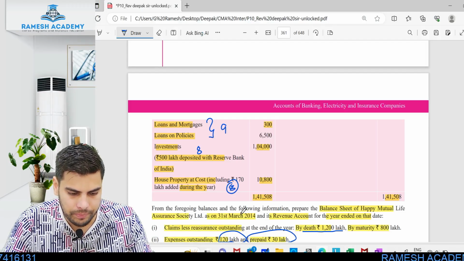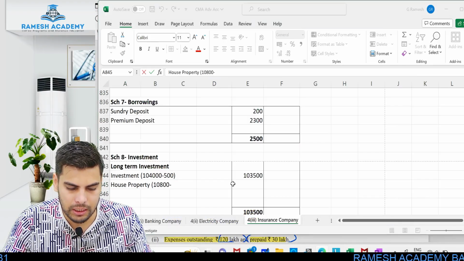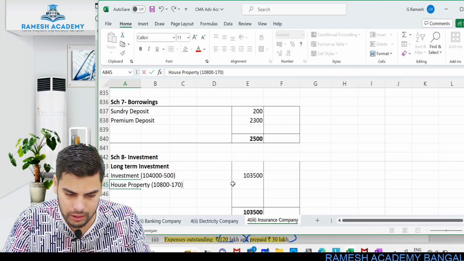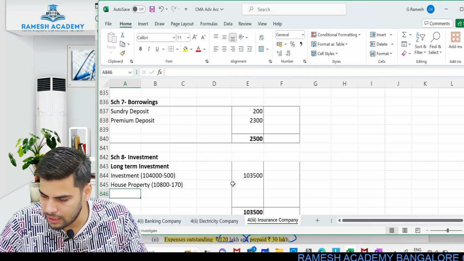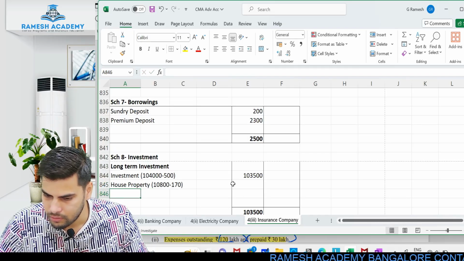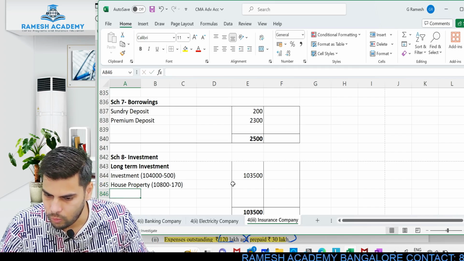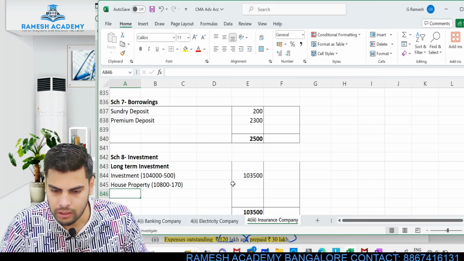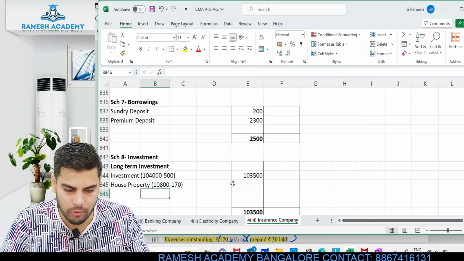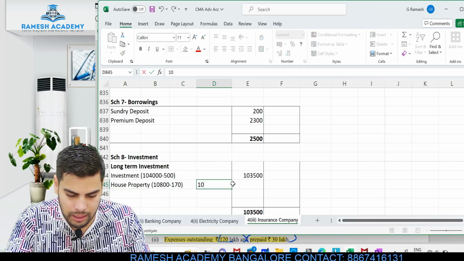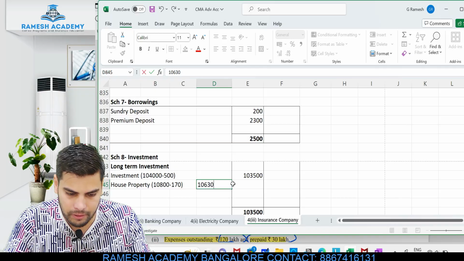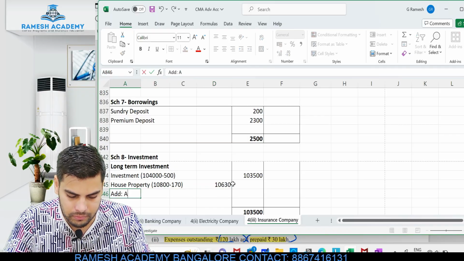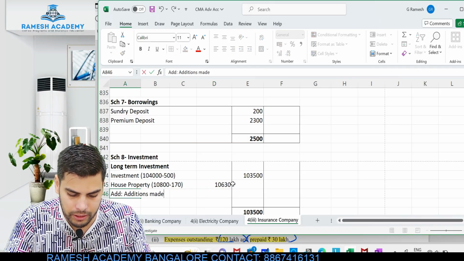what have they mentioned? So 170 is with respect to the amount which we purchased during the year. Okay, so 10,800 minus 170. Okay, so investment in house property would be how much? So you will have to show it in this manner: 10,630. Okay, add additions made during the year.